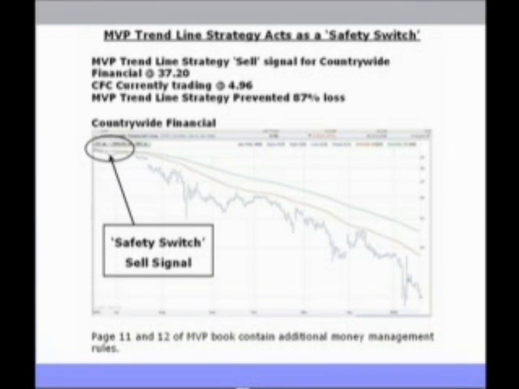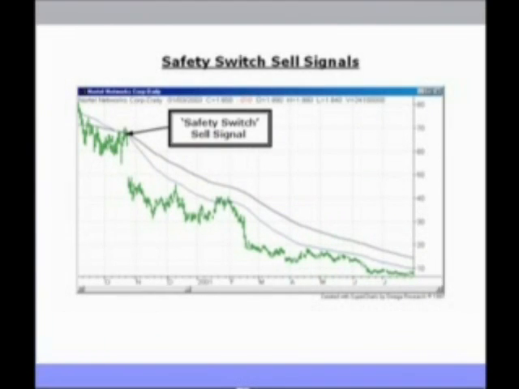Now page 11 and 12 of my MVP book contain additional money management rules that we use in addition to selling when the 40-day trend line crosses below the 80-day trend line.